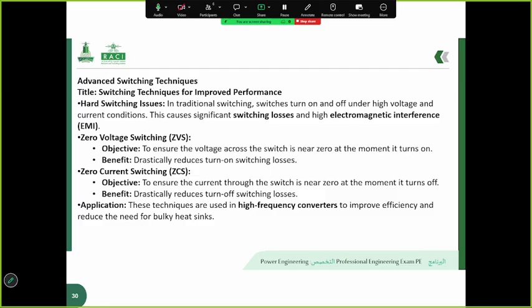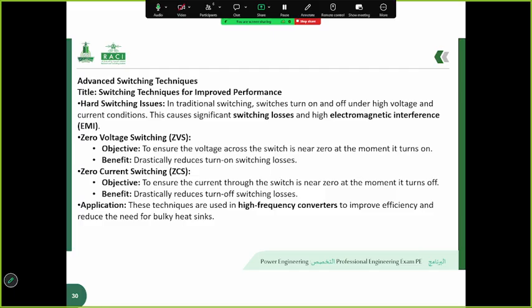So these losses increase proportionally with the switching frequency, which severely limits the converter's operating speed and overall efficiency. The dissipated energy manifests as heat, requiring bulky and expensive heat sinks and cooling systems. Additionally, the rapid changes in voltage and current during hard switching generate high levels of electromagnetic interference, or EMI, which can disrupt nearby electronic circuits.